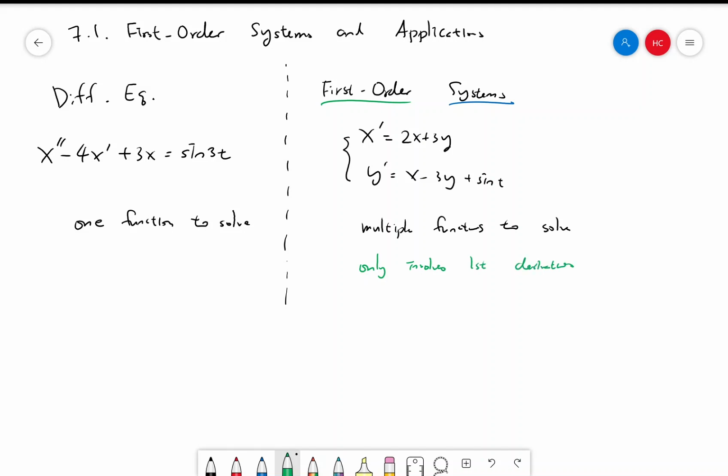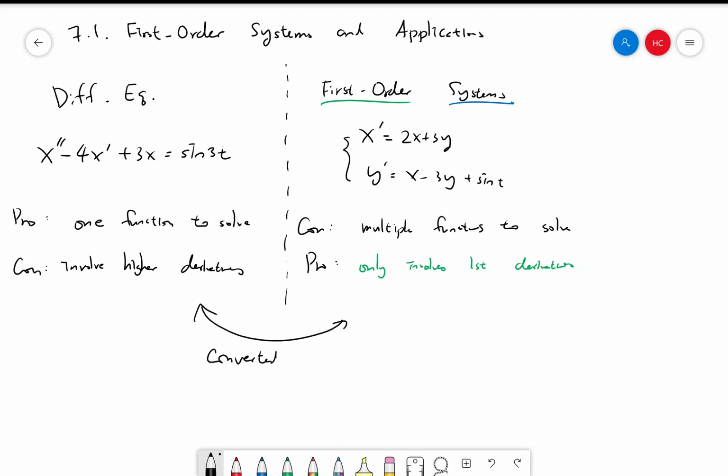So there are pros and cons on each side. For a differential equation, the pro is that we only have one function to solve, but the equation might involve higher derivatives, which can sometimes be complicated. For first order systems, it's the opposite. The pro is it only involves the first derivative, but you have multiple functions to solve, so it may be more complicated. But the good thing is these two things can usually be converted into each other. So having one is pretty much the same as having the other.